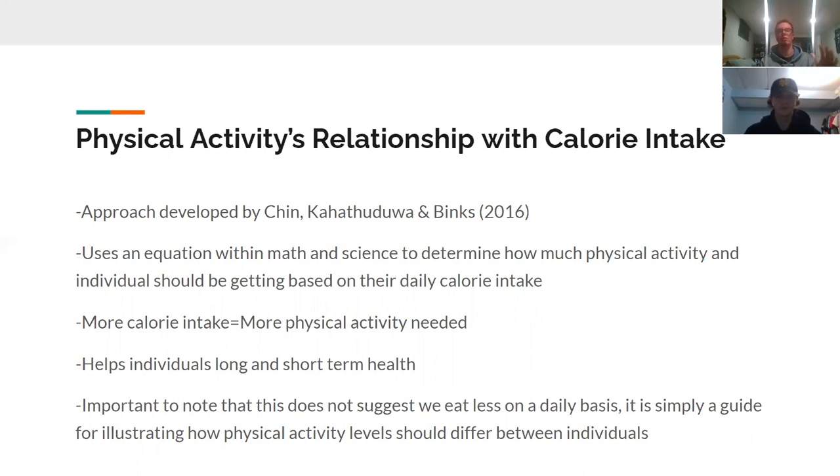So eat more junk food. It's not a bad thing. You just necessarily have to do more physical activity to work it off. And what this does is it helps in long and short-term health, not only physical health. It's important to note that this also helps other factors of your personal health, such as mental health. It's also important to note that this does not suggest we eat less on a daily basis. It is simply a guide for illustrating how physical activity levels should differ between different individuals and different age groups.